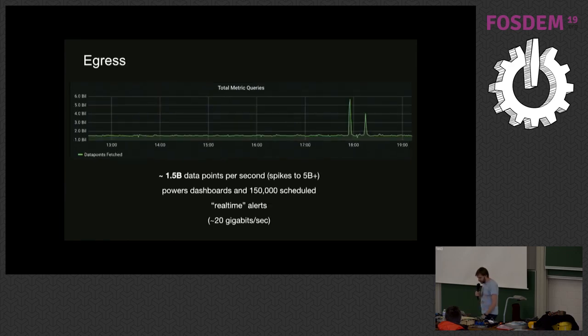And then on the Prometheus side, we're pushing about 20 gigabits per second of traffic to power dashboards and the 150,000 alerts that we run.